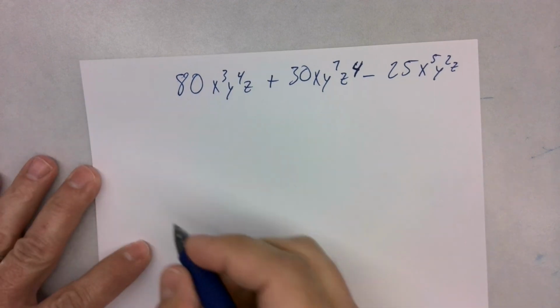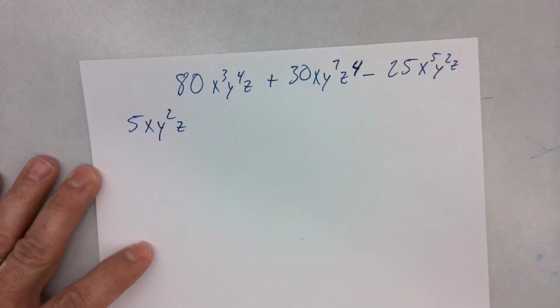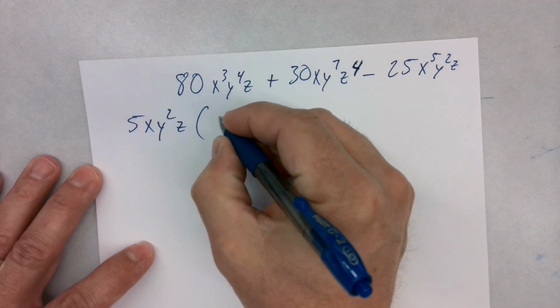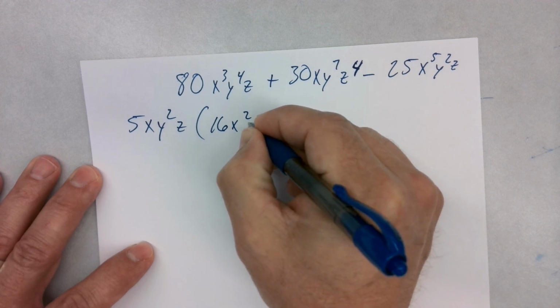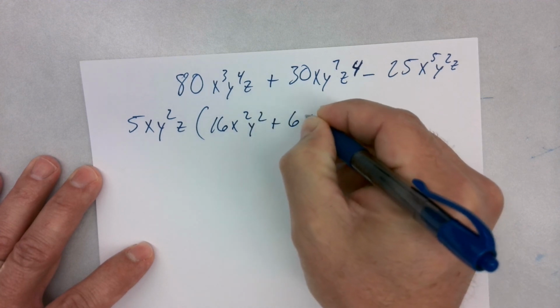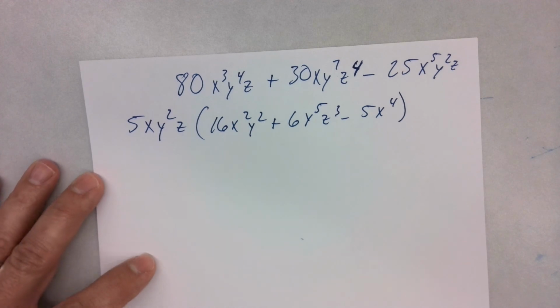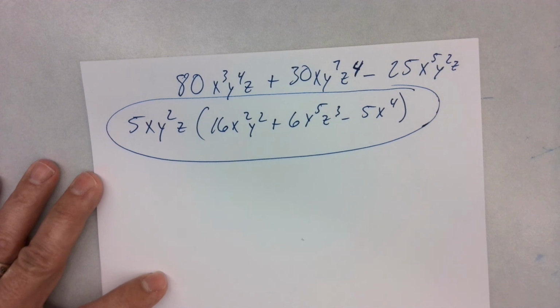Alrighty, who was 8? Alrighty, what's your GCF, Bowen? 5x y squared z. Anybody else get the GCF as 5xy squared z? Yes. Alrighty, so who was 15? David, that's you. Okay, what do you got for me, David? 16x squared y squared plus 6y to the 5th z to the 3rd minus 5x to the 4th. Is he right? Okay, is this making sense or not? Yes. We think we can all do this?